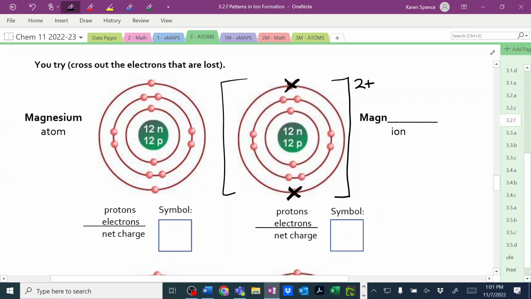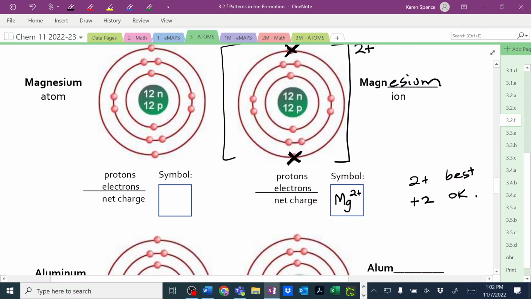So this is a what ion? Magnesium. And its symbol would be Mg. 2 plus is best. Plus 2 is okay. But you're getting to be big kids now, so try for 2 plus, please. Okay? And this one's just Mg.